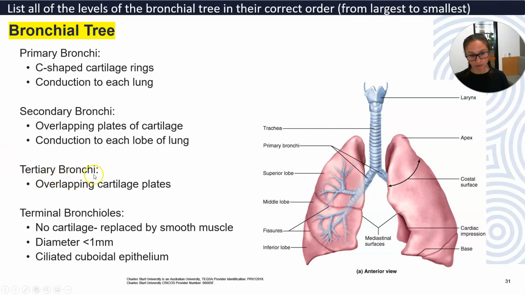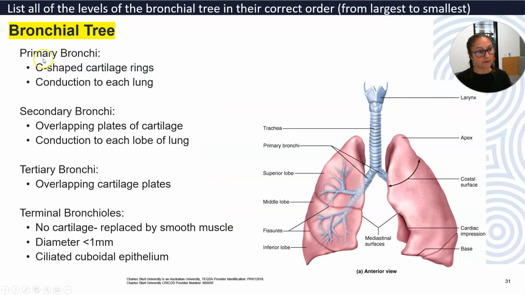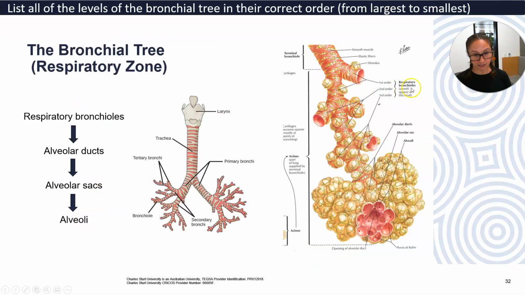Then you've got tertiary bronchi, and then you've got terminal bronchioles. Here is another picture. Trachea, primary, secondary, tertiary, and then bronchioles. So when we get to the bronchiole, this one is called the terminal bronchiole. And after that, you've got the respiratory bronchiole. So you go primary, secondary, tertiary, terminal, then respiratory.